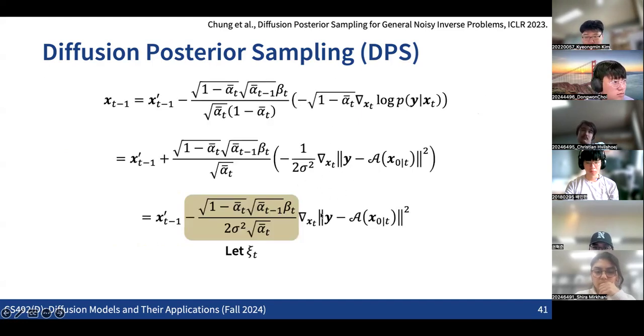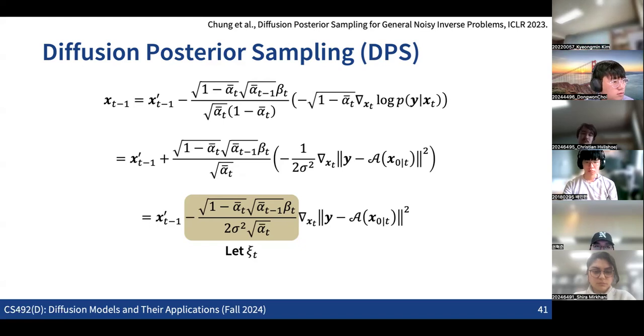And what we can see is that it becomes adding this term, which is some scaled gradient of the L2 loss. So if we denote this scale term as some kind of a sign here, then what you can see is that it's nothing but taking the backpropagation through the L2 loss between the real measurement and the observation coming from the prediction of the x0 here. And then adding this gradient term with some scaling factor into the x_{t-1} sample, which is sampled without the conditional part. Does it make sense?